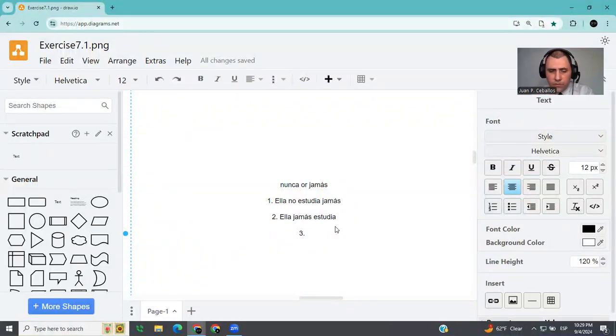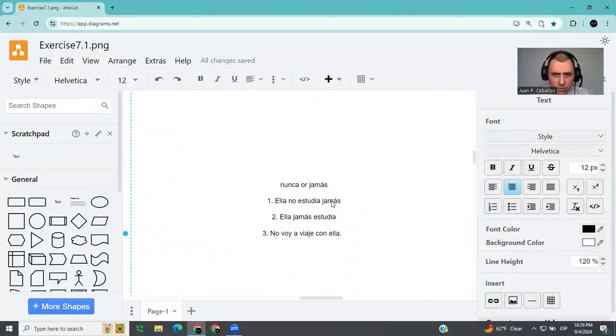An example for this will be: no voy a viajar con ella. Okay, I'm not going to travel with her. But what if you want to say, I never want to travel with her? So there are different ways to do this sentence.